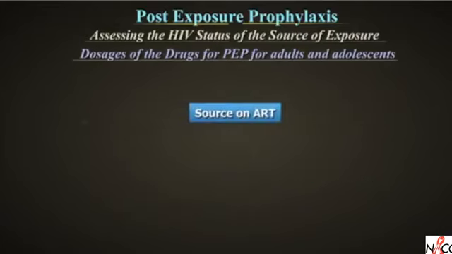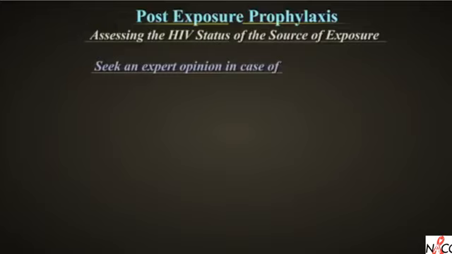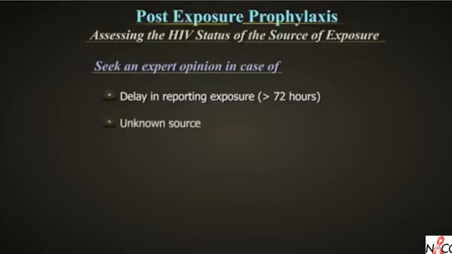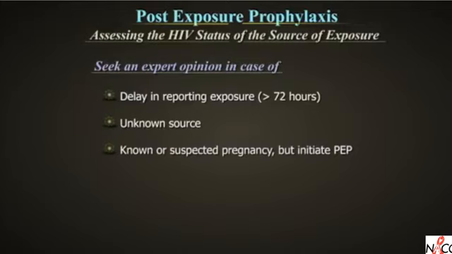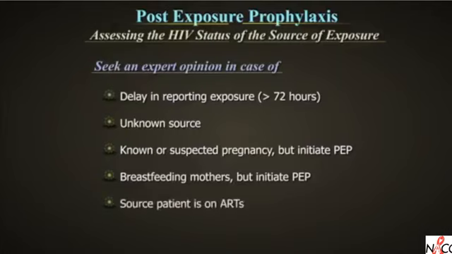If the source is already on ART, start the exposed person on the above-mentioned regimen at the earliest with proper counseling and then refer for an expert opinion. Seek an expert opinion in case of delay in reporting exposure of more than 72 hours, unknown source, known or suspected pregnancy but initiate PEP, breastfeeding mothers but initiate PEP, source patient on ARTs, or major toxicity of PEP.